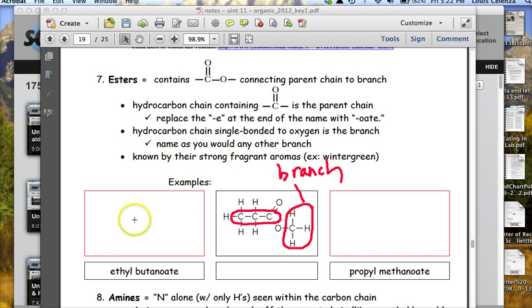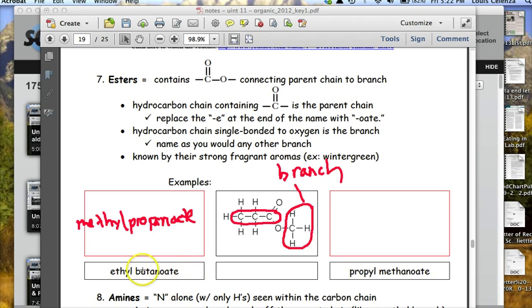So let's do the parent chain. It is based on propane because it's three carbons. And you change the ending from the E to the OATE. And then you name this branch. That's one carbon, it's a methyl. So this would simply be methyl propanoate. Okay? Now, following what we did here, this is the branch.